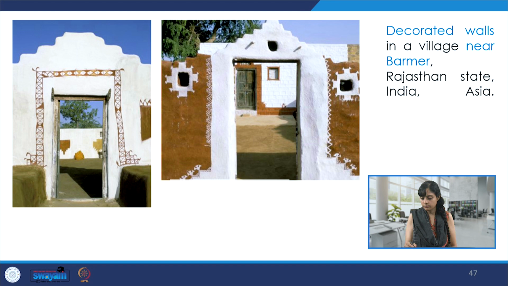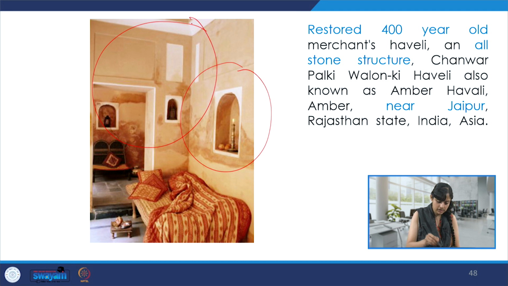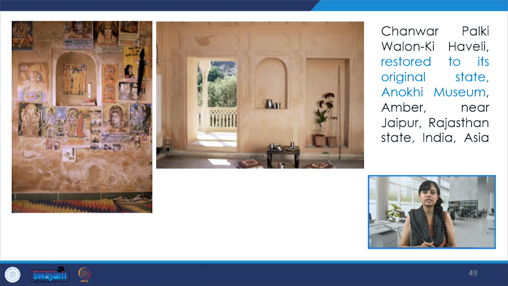This is another one, Barmer, again in Rajasthan, and again a beautiful use of color, surface finishes, the kind of forms, geometry, definition at the entrance, and sight lines leading to the interiors. So again, interesting spaces. This is a restored Haveli, and this is near Jaipur. This also has very interesting details in terms of the material that is used, the kinds of furnishings, textiles, floor pattern, etc. So this is again an interesting example.